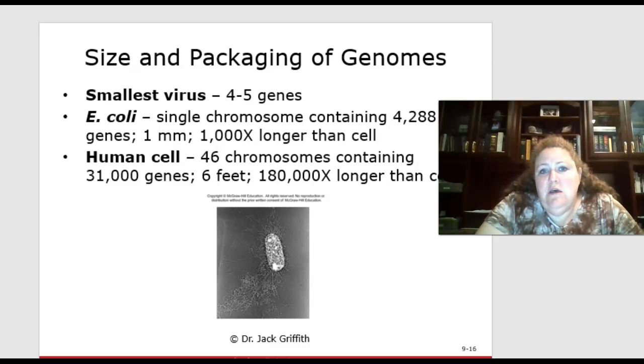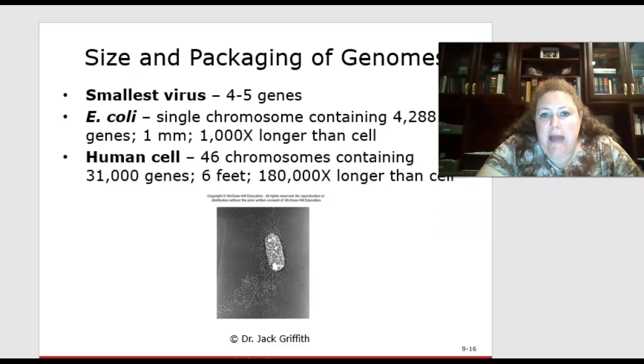Okay? So when we talk about the size and the packaging of the genome, the smallest virus has about 4 or 5 genes, where E. coli, which we have studied already in the lab, this is a single chromosome that contains 4,288 genes. It's only 1 millimeter big, and it's 1,000 times longer than the actual cell. It's just coiled up on itself. Where in the human cells, we have 46 chromosomes that contain 31,000 genes, and each of them are 6 feet, and this is 180,000 times longer than the cell. So when they're really packed together, they can coil up really easily.